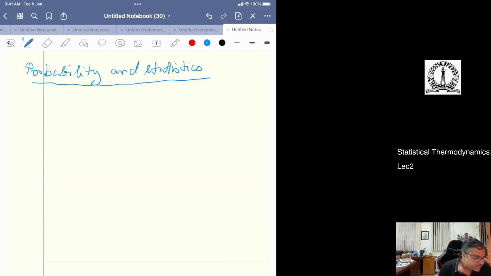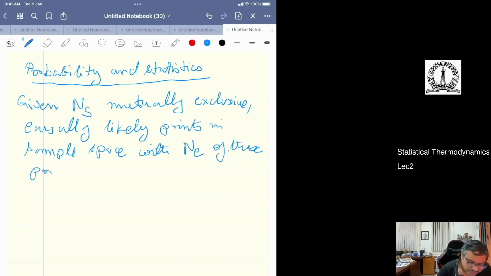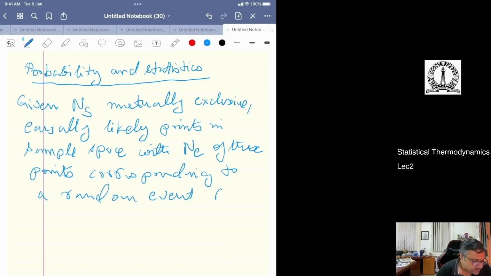Okay, so let's take a situation given, say, NS mutually exclusive, equally likely points in a sample space, with any of these points corresponding to a random event A. So given that there are NS mutually exclusive, equally likely points in a sample space with any of these points corresponding to a random event A.